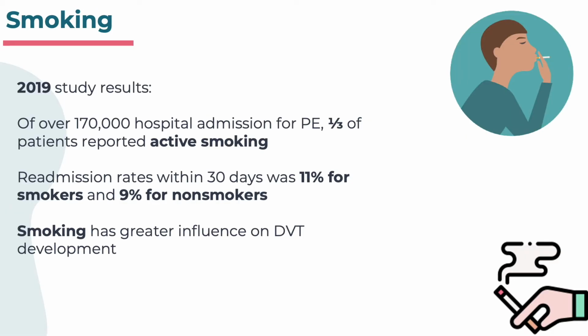In a 2019 study based on over 170,000 hospital admissions for pulmonary embolism, 34% of patients reported to be active smokers. Within the next 30 days, readmission rates for smokers was 2% higher than non-smokers. This suggests a correlative relationship between the two variables.